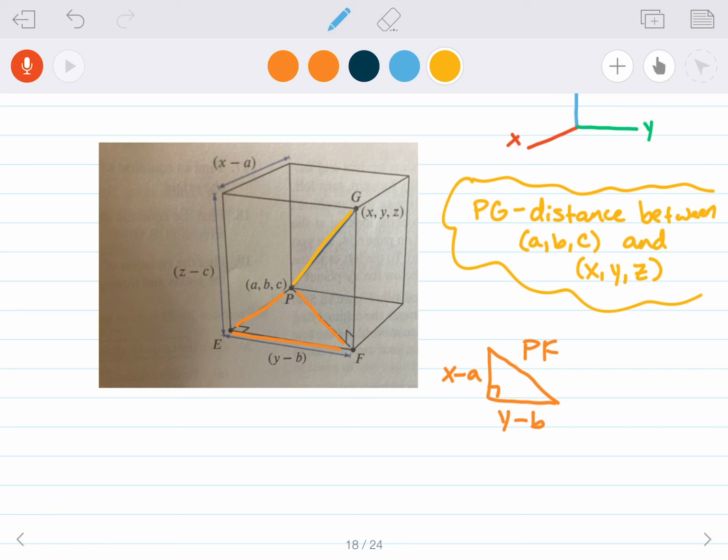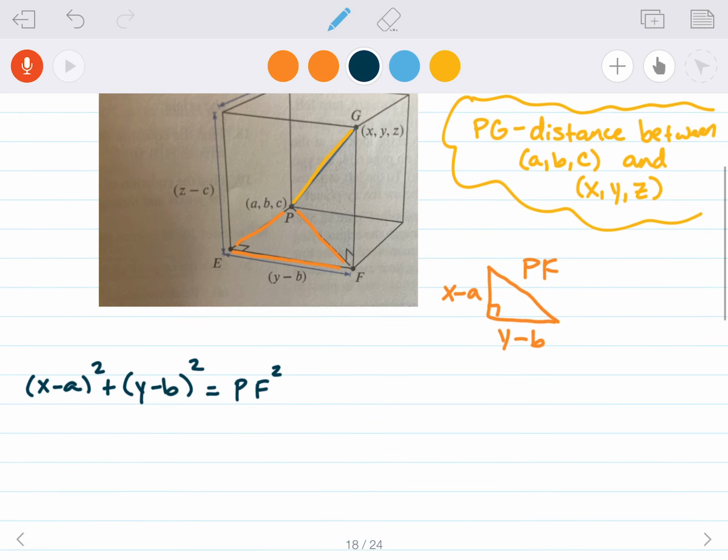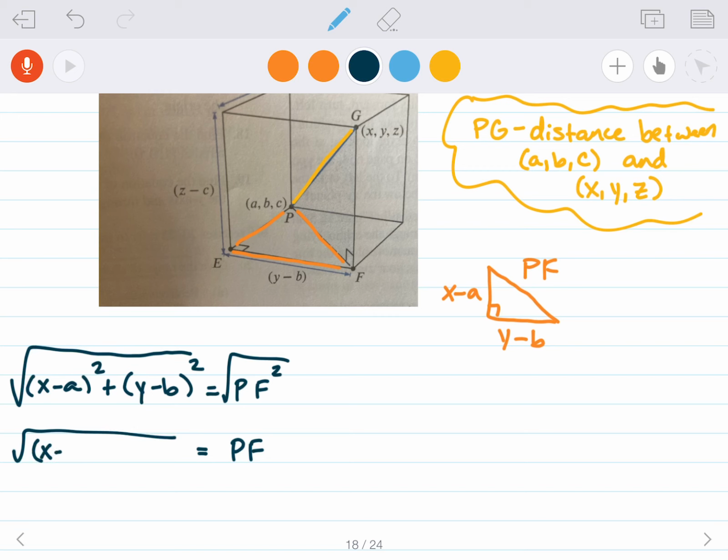Okay, so let's go ahead and do the Pythagorean theorem. We have a squared plus b squared is equal to c squared, hypotenuse squared. I'm not going to expand this out at the moment. What I want to do is just solve for PF, so I'm going to square root both sides. And so I get PF is equal to the square root of (x minus a) squared plus (y minus b) squared. So that's PF. That is this section right here.